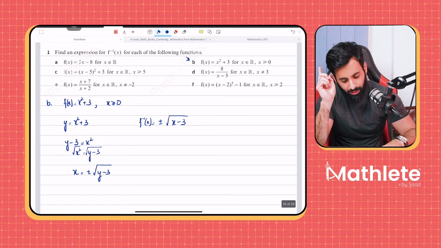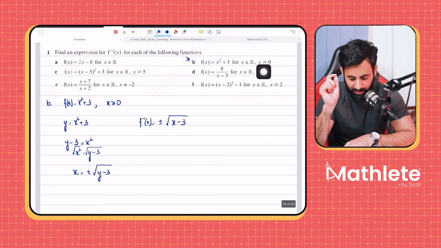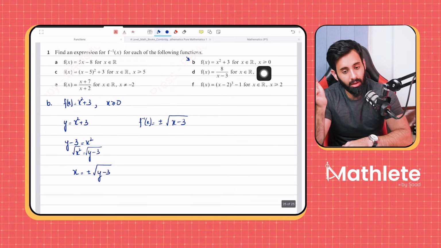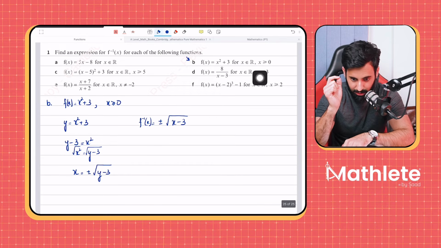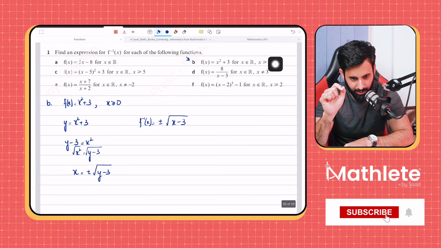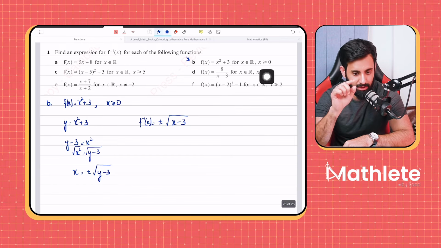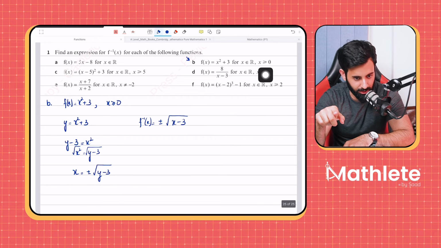I want you guys to pay close attention. If the domain of f of x is greater than or equal to 0, what will this be of the inverse function? Yes, good job. It will be the range of the inverse function.